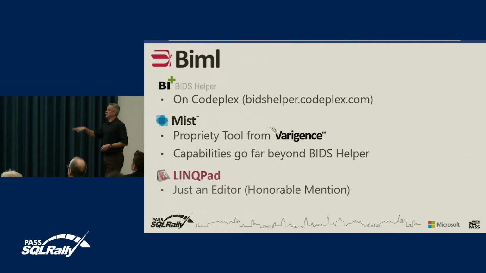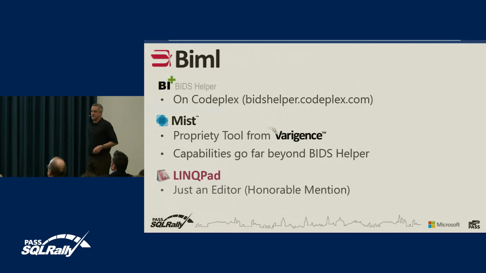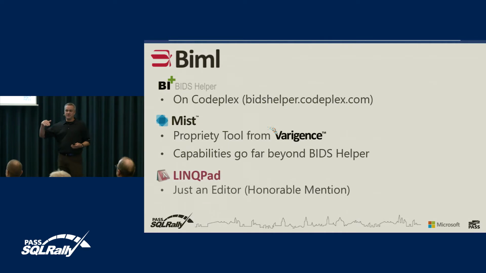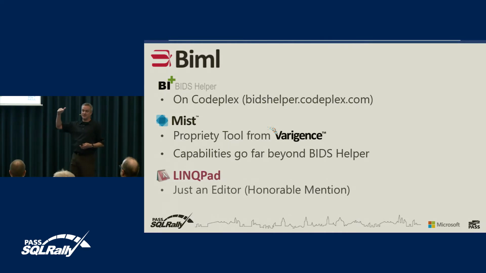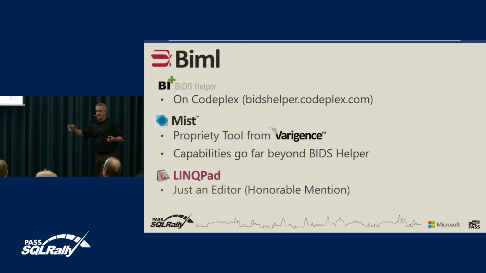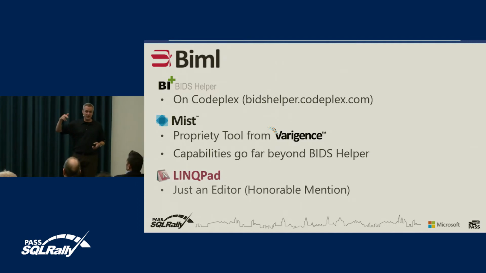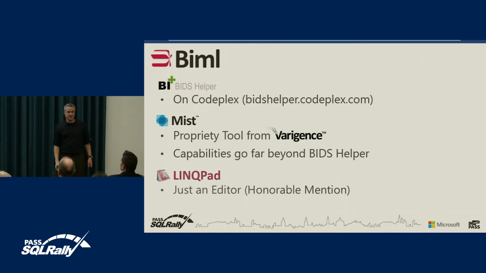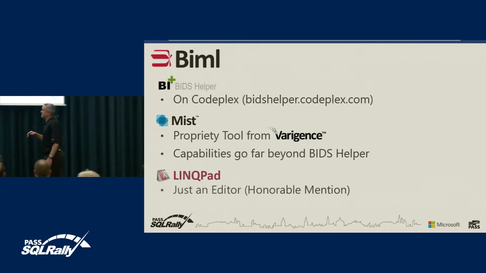The other place that you can use Biml is within Mist. It is a proprietary tool sold by Varigence, and it has some capabilities beyond what you can do in BIDS Helper. One of the major things is you can't do Analysis Services projects within BIDS Helper. You can only do that within Mist. But we're not going to talk about Mist.